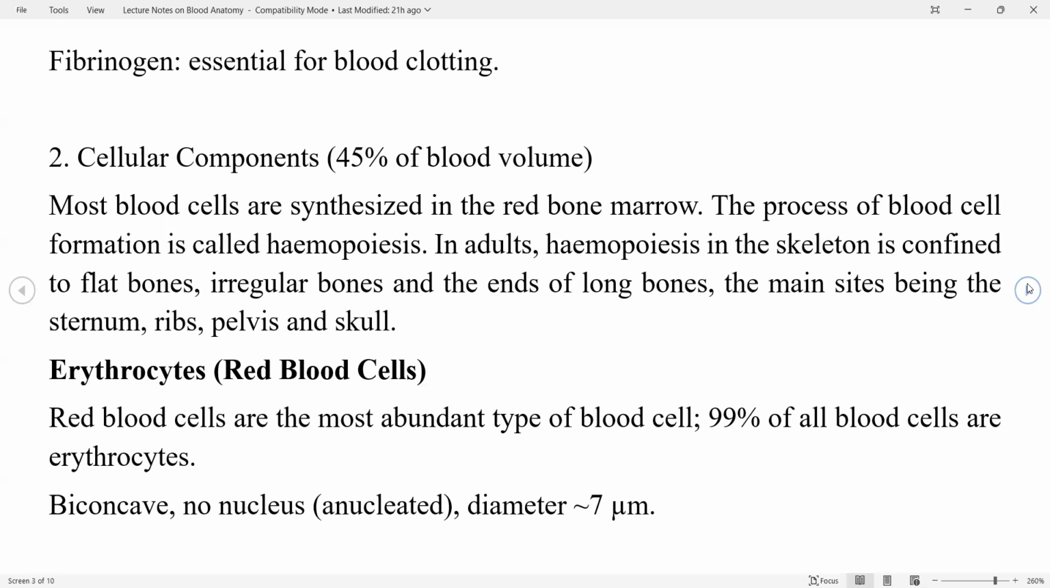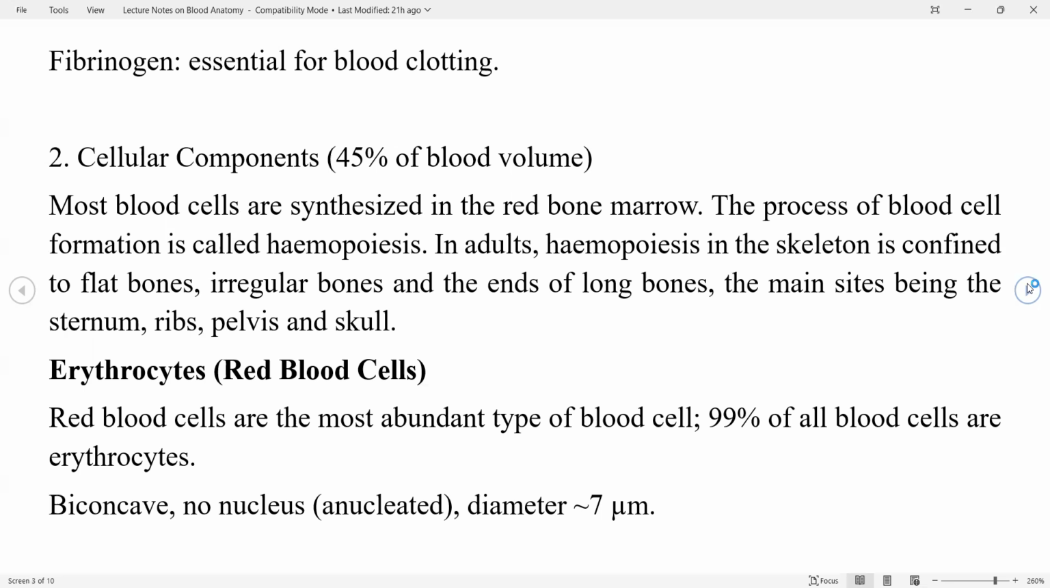The main sites for hemopoiesis are the sternum, the chest bone, okay, and the ribs, the pelvis, and the skull. The red blood cell is otherwise known as the erythrocyte, and red blood cells are the most abundant type of blood cells. 99% of all blood cells are erythrocytes. They are red blood cells.